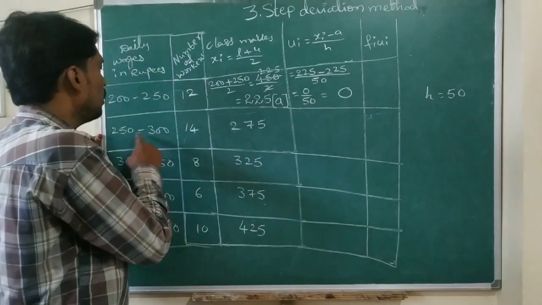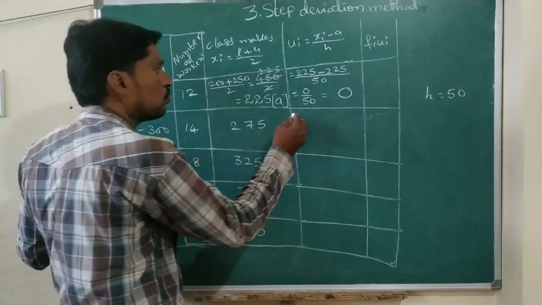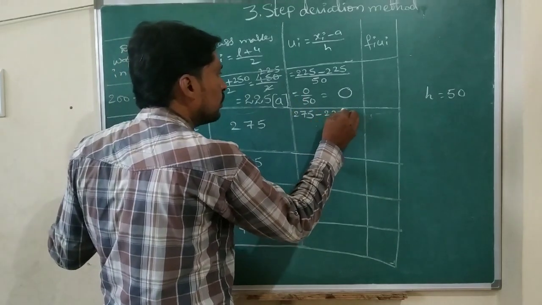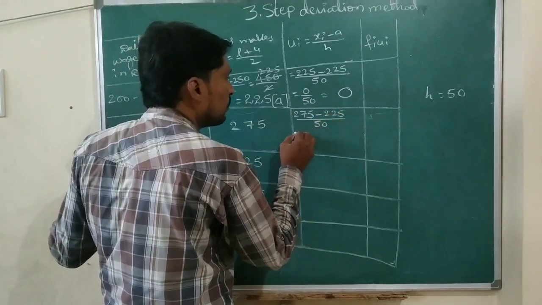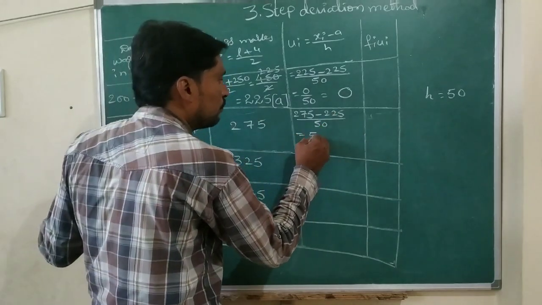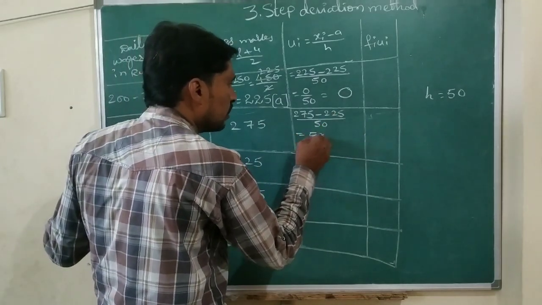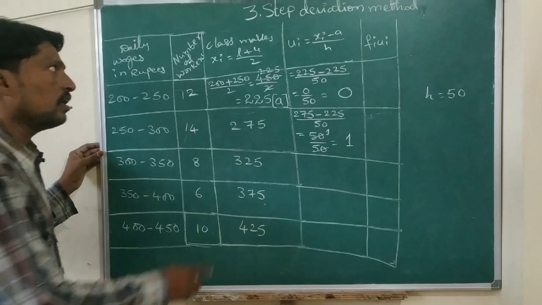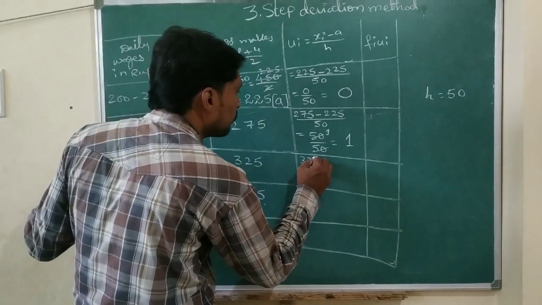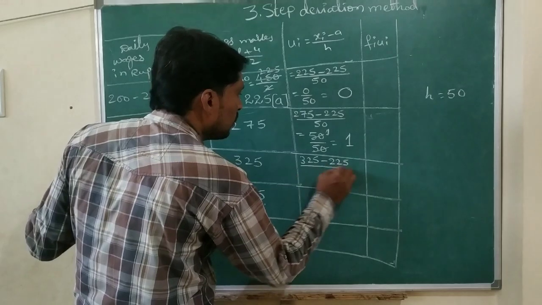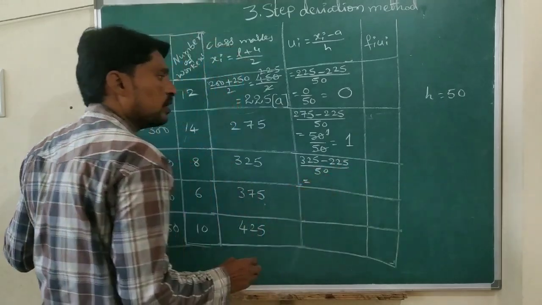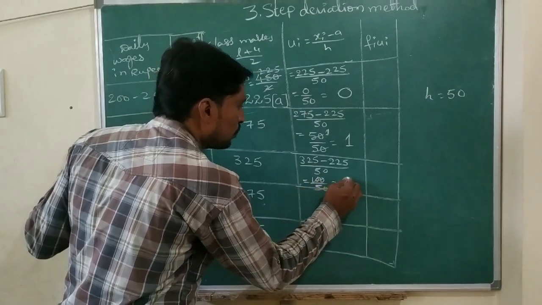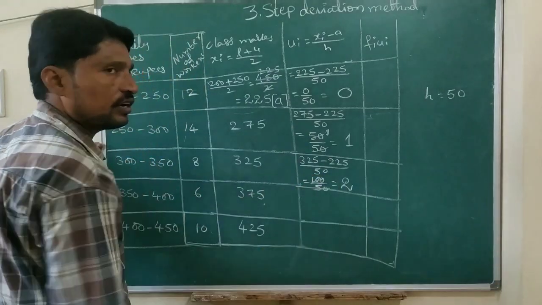Next, the class interval 250 to 300. The class mark is 275. xi is 275 minus a, 225, by 50. 275 minus 225 is 50 by 50, which equals 1. Next, the class interval 300 to 350. The class mark is 325 minus 225 by 50. 325 minus 225 is 100 by 50, so the ui value we got is 2.